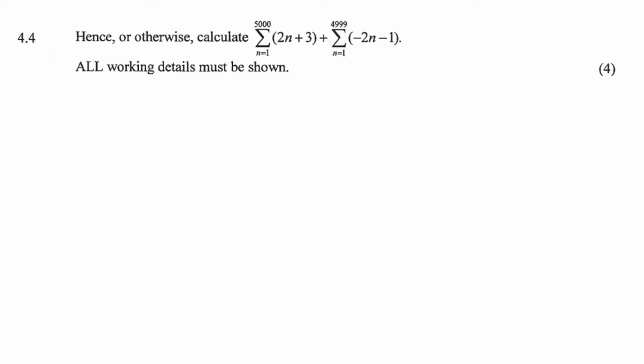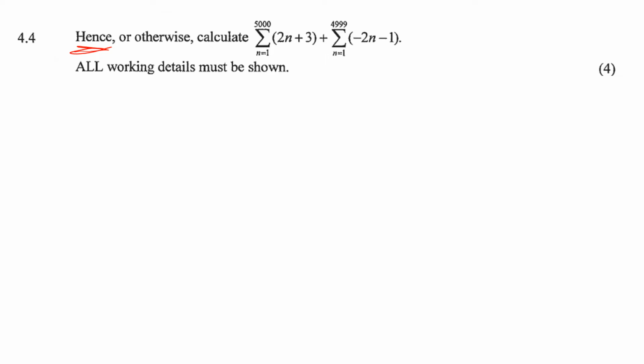All working details must be shown. All right. So the word "hence" actually means that the answer you got in the previous question should assist you to solve this question being asked here, right? Meaning that we should use our 4.3 and it should assist us to solve this question. That's the meaning of "hence". And every time they use the word "hence", they basically mean that the previous answer must assist you to answer this question. All right.